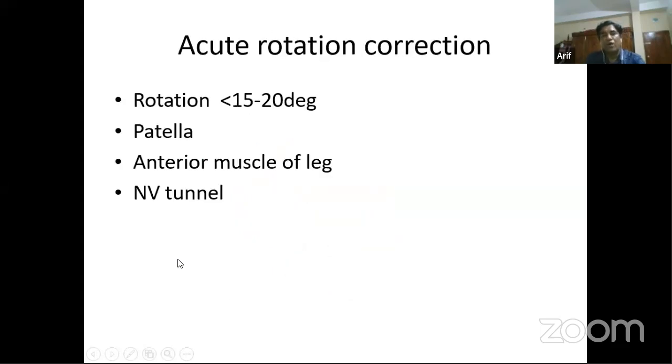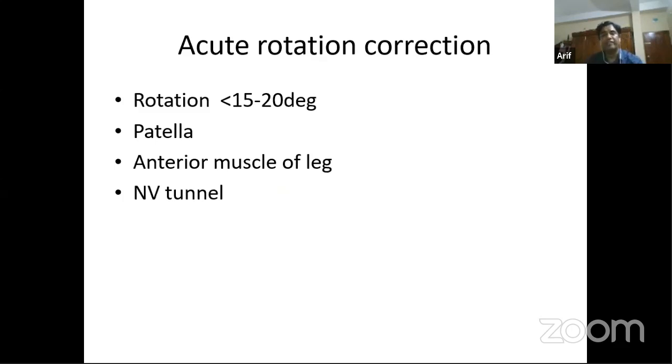And now, what is the acute rotation correction safe limit? Acute rotation correction, usually it is said, should be less than 15 to 20 degrees. But in acute rotation correction, you should keep all things in mind. What will be the patellar position? What will be the Q angle? Is there any issue of patellar maltracking? And also the anterior muscles of the leg.